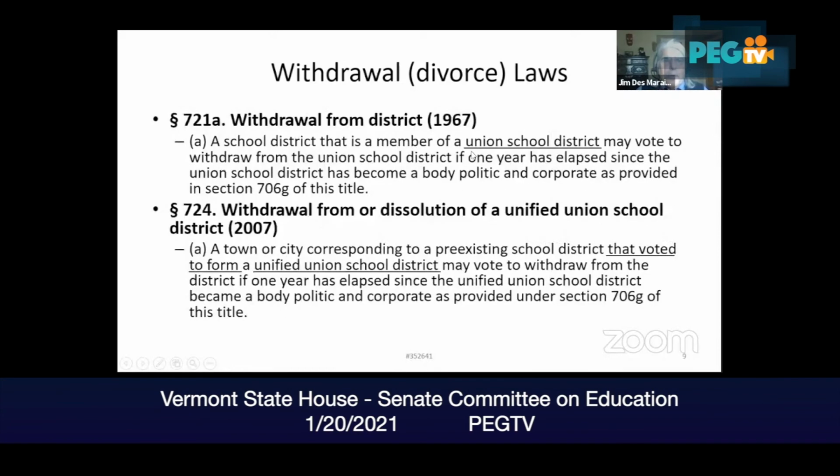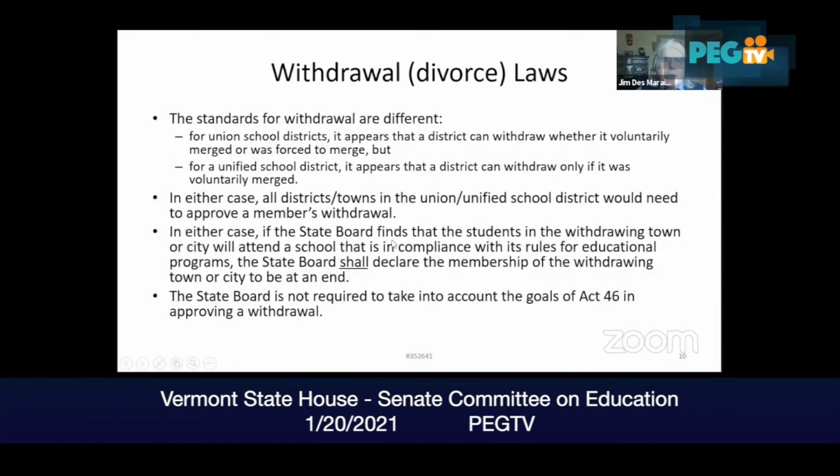And that's because, going back here, for a union school district, there's no condition about it having been formed by a vote. So whether it was formed by state board order or voluntarily by vote, it can withdraw if it's been 1 year since it was formed. But this one says for a unified school district, it can only withdraw if it had voted to form the district. So that means that forced mergers can't use this section, or that's how it could be interpreted. So we've got a situation where the law pre-existing Act 46 has different standards.